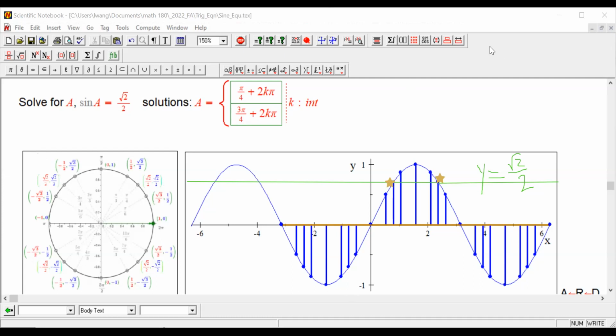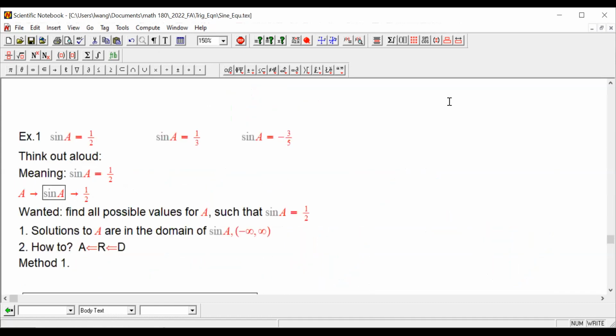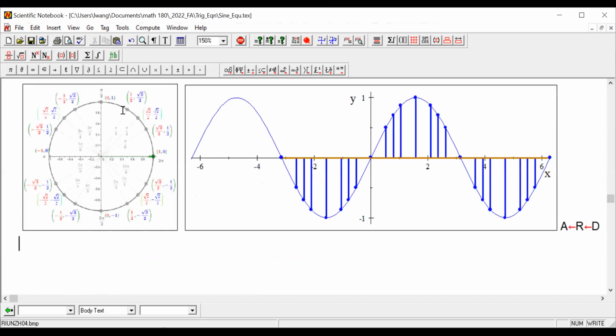All right. Now let's try something slightly different. I'm going to give you another example. Let me clean this up. The other example is still solving for A, and we're going to find solutions. But this time, the example I'm going to give you is going to be negative. Yes, negative root 3 over 2.